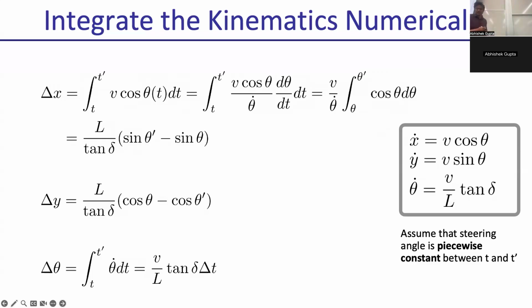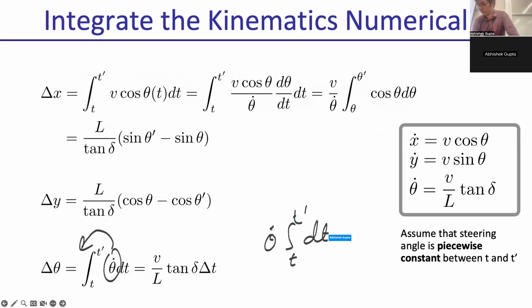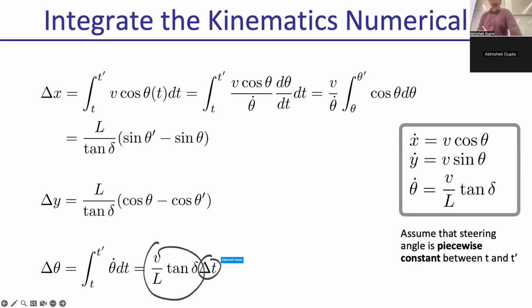So if I want to compute delta theta, I'm just going to integrate theta dot dt. But as we just talked about, we're going to say that the rate of change of the heading is going to be consistent over that integral, right? So we're going to say that theta dot is going to be consistent over my integral. So I'm going to take this out, right? And if I take this out, then I just have theta dot times the integral from t to t prime of dt, right? Which is just theta dot delta t. And theta dot is v tangent delta over L. So your delta theta just becomes v tangent delta over L times delta t.